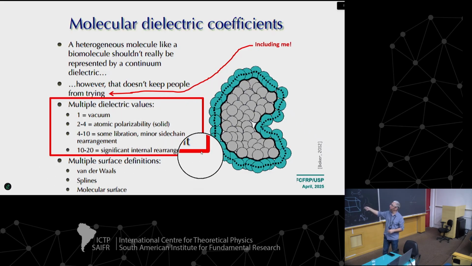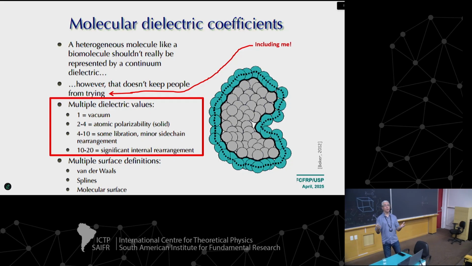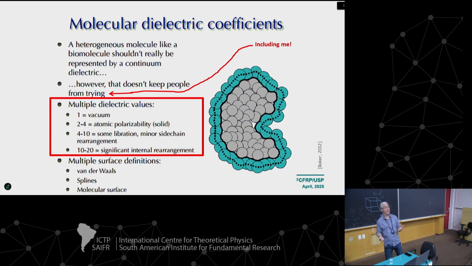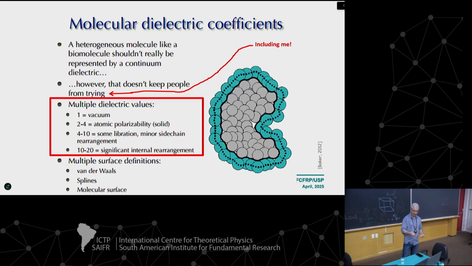If you have more internal rearrangement, you go to 10 to 20. But you can see it's not really clear what number you should use. I mean, something between 10 to 20. Okay, 11 is fine, but maybe you say 19, whatever. You can make a choice because you are just trying to use, as I said, a kind of input parameter that is going to better reproduce your data.